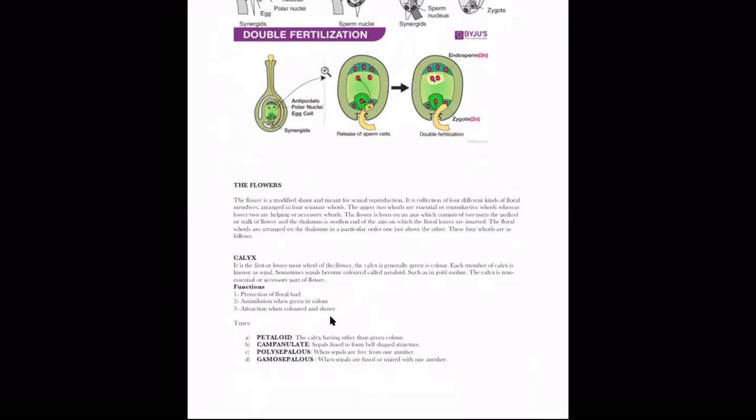You could have different types of calyx. You could have a petaloid calyx, which is not green in color. That means it resembles the petals. You could have a campanulate calyx when its sepals are fused to form a bell-shaped structure. Or your sepals could be free from one another, which basically means polysepalous, or gamosepalous, which essentially means the sepals are fused together. So that is your first layer done.